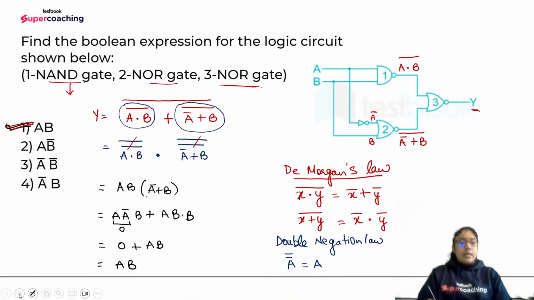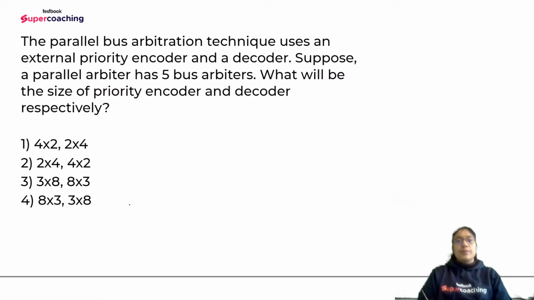All right, let's move on to the next question. The next one is: the parallel bus arbitration technique uses an external priority encoder and a decoder. What is the property of an encoder and a decoder? Encoder means you have to generate the code. For example, if it's BCD, BCD means you have 10 digits coming in. This is BCD, that means 10 inputs are there.